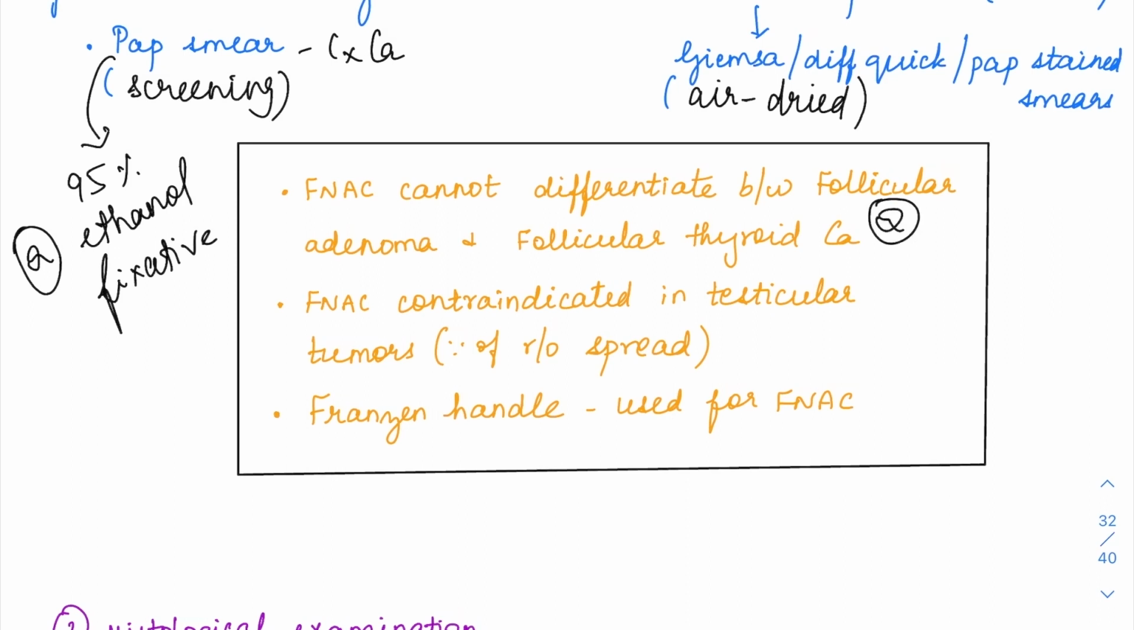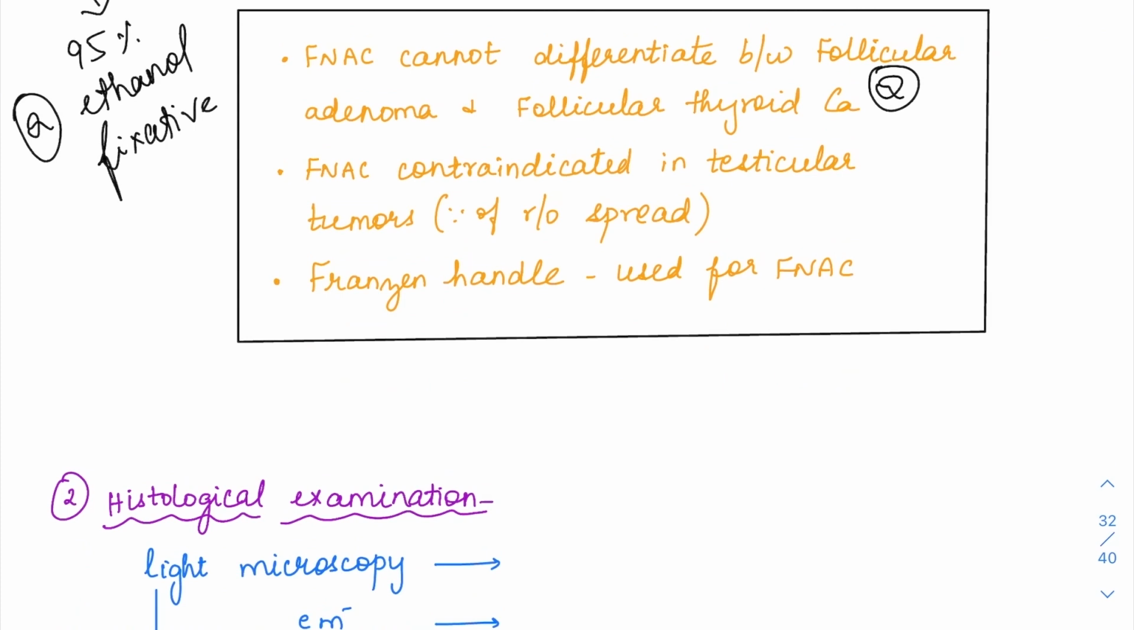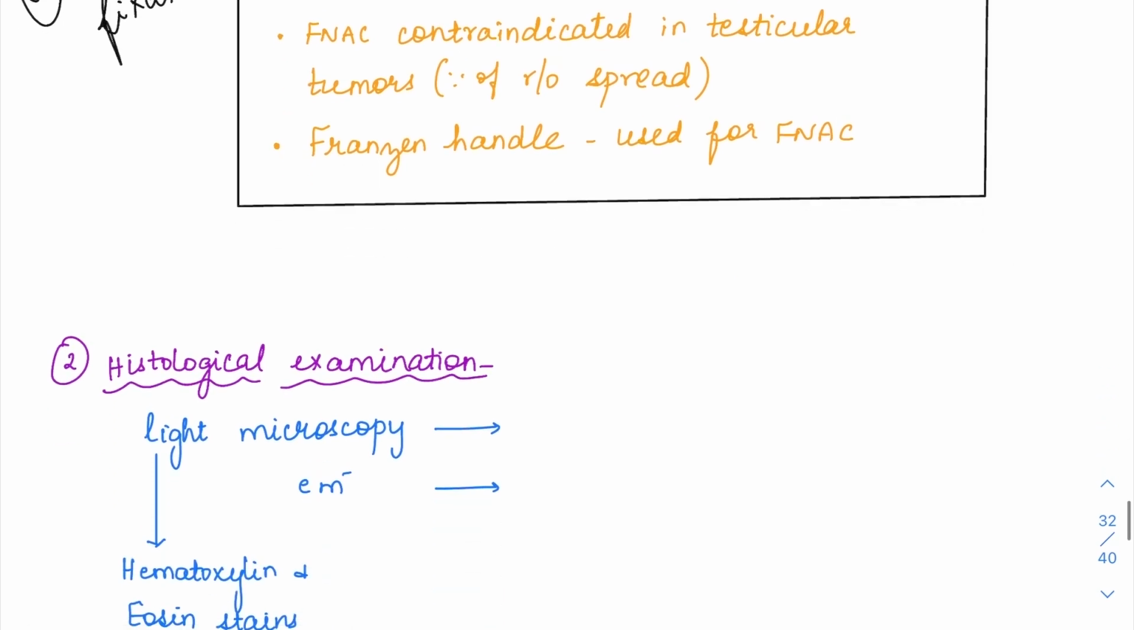So both the follicular adenoma and follicular thyroid carcinoma are going to resemble each other on FNAC. And FNAC is contraindicated in testicular tumors because the testis is supposed to be an immune privileged site, right? So when you put the needle, the tumor cells can use the needle track to spread. Okay, so it can come out and it can spread. So it is contraindicated in testicular tumors. Then there is something called Franzen's handle. It looks like a gun. This Franzen's handle is used for FNAC.